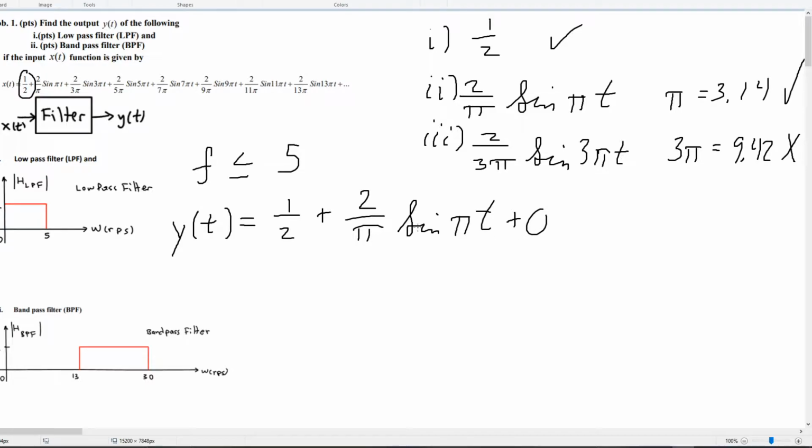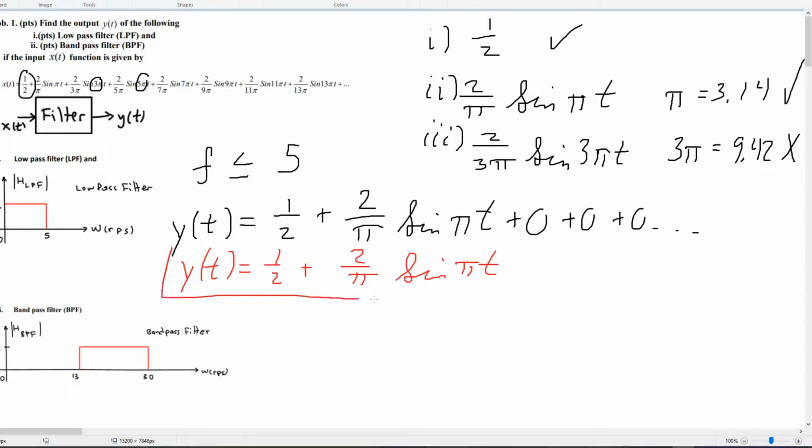And from looking at the problem, we can tell, okay, if 3 pi is not going to pass, then 5 pi is also not going to pass. 7 pi, and on and on and on. So all the rest are zeros, plus 0, plus 0, and so on. So this answer will actually be y of t is equal to 1/2 plus 2 over pi sine pi t. All right, so that is the answer to this problem.